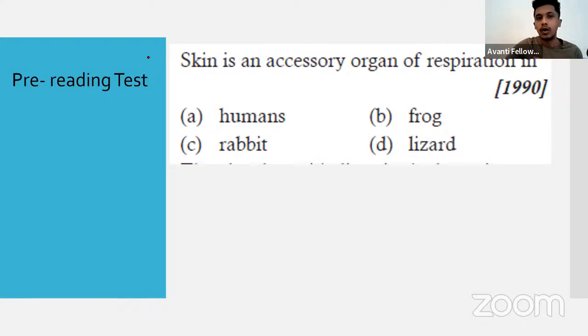Okay, students, we already have our answer, right? So let's see which is the correct answer. Out of 4 options, you might have chosen one answer. So let's see what is correct. Among all the examples given here, one of the amphibians is frog, and frog uses skin or cutaneous respiration whenever it swims underwater. So frog has an accessory organ of respiration as skin, because it respires both through lungs as well as skin. Okay.